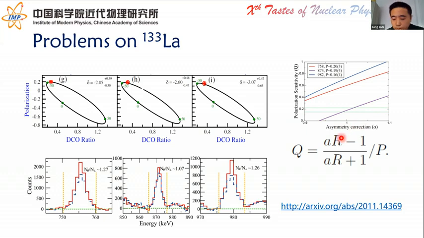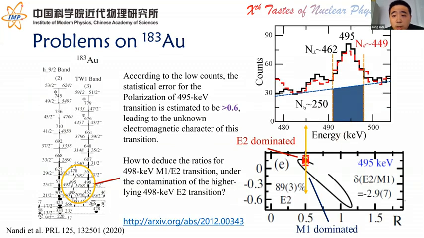Therefore, the result is also questionable. This is a very recent work reported only several months before. For this work, we found the statistics are rather poor for the linear polarization measurement. Then we analyzed the statistical error for the 495 transition and obtained a quite large error for the polarization, larger than 0.6. And you see the reported error is about 0.09. The statistical errors should usually be regarded as the lower limit, and this reported error is significantly underestimated.